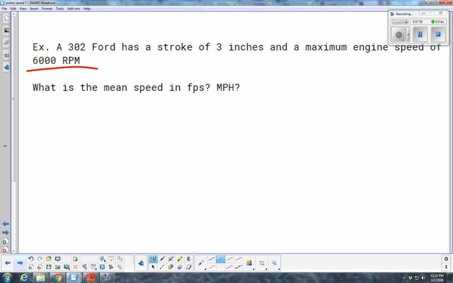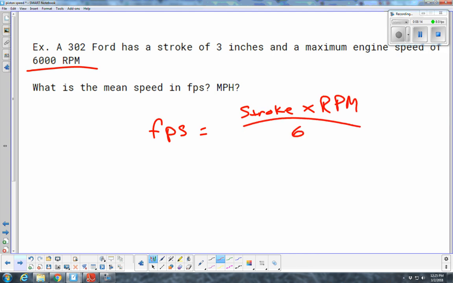Okay, so what is the mean speed in feet per minute? So let's do the formula. Remember the formula is this: the speed is measured by the stroke times the RPMs divided by 6. That's the formula. So let's try it out. What's my stroke in this example? It has to be measured in inches. So what is it? 3. So we have 3 times 6,000 divided by 6. Well, that's a nice one. We don't even need a calculator for that one.